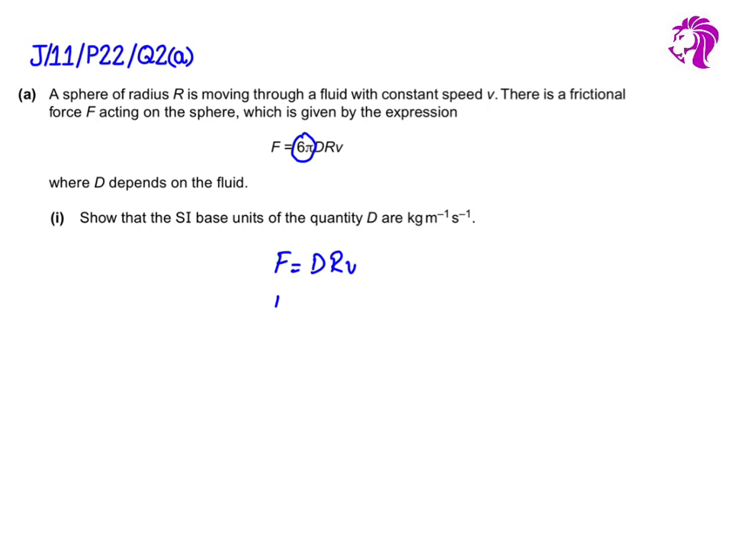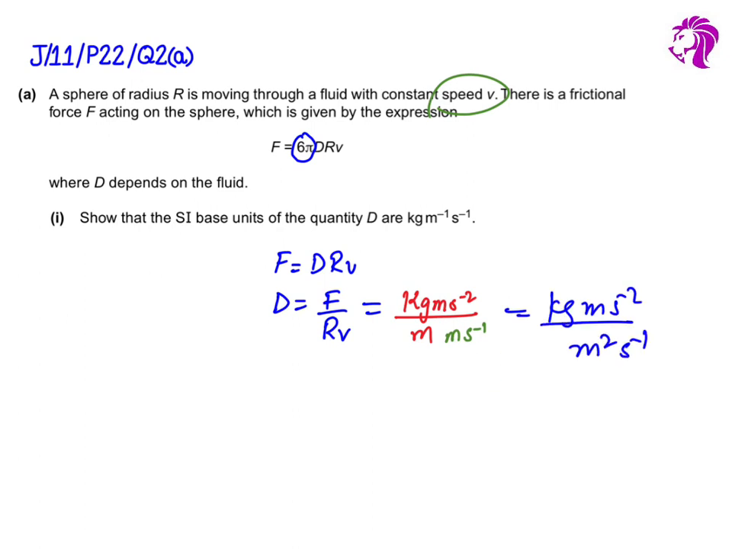We'll make D the subject. F is 6 pi D r v, so that means D would be F over rv, where F is the force, r is the radius, v is the speed. So we'll plug in the units. The unit of force is kg m s^-2, like we did in the first question. Then r is the radius, so its unit is meters, and v is speed, it's m s^-1. Simplifying this, we'll get kg m s^-2 over m^2 s^-1, right? So this m is squared.